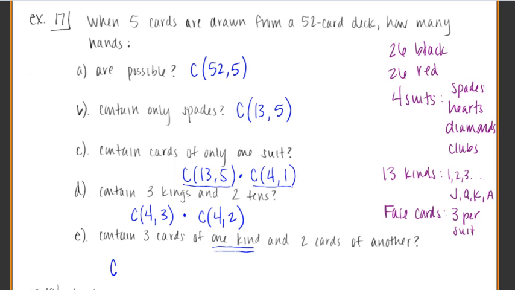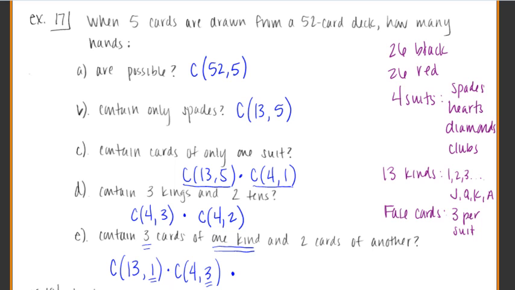Well, I have 13. So of those 13 kinds, I'm going to select 1. What I've done is narrow them down. Let's say of those 13 kinds, I've selected the 5s. What I need to do is select 3 of them. So of the 4 5s that are in the deck, I need 3 of them. So that's how I'm going to get 3 cards from one kind.